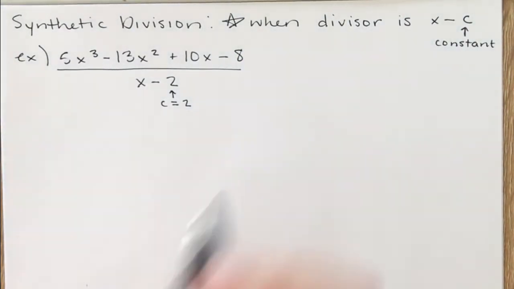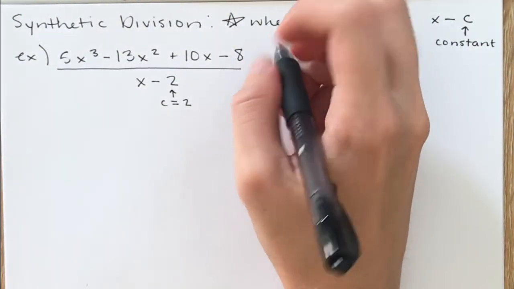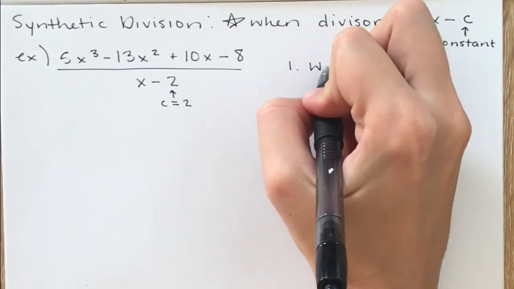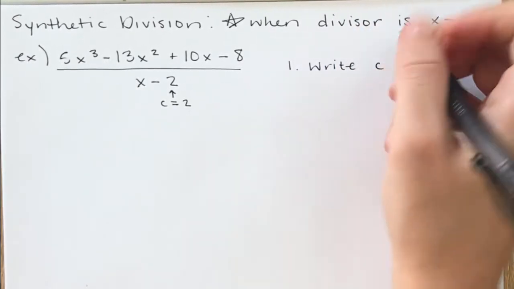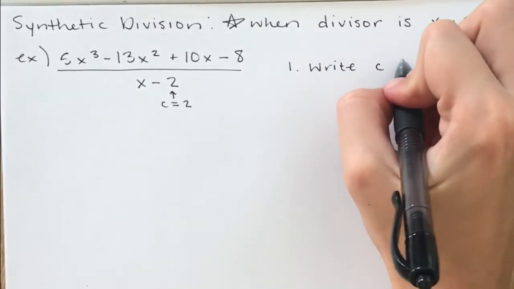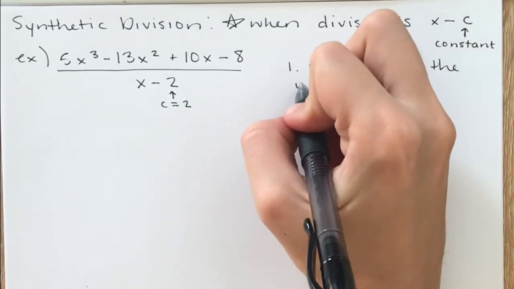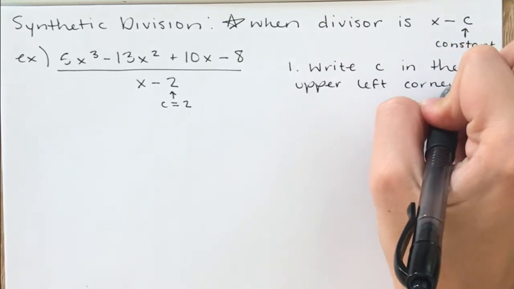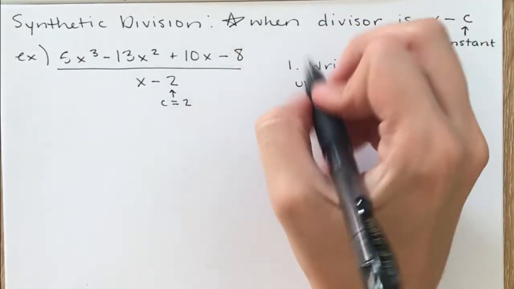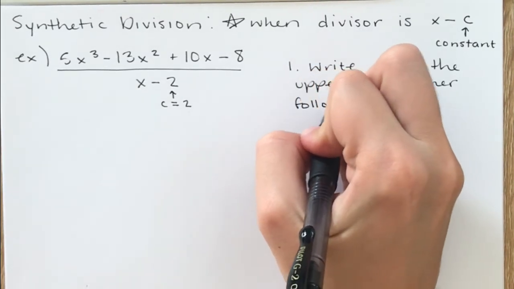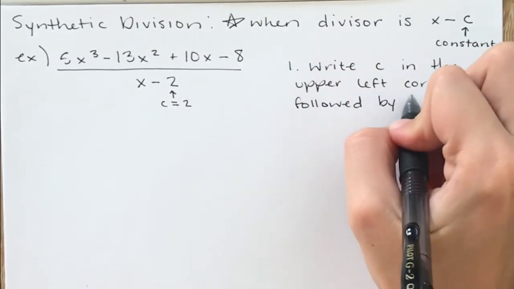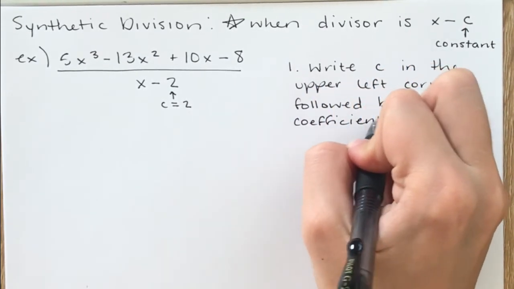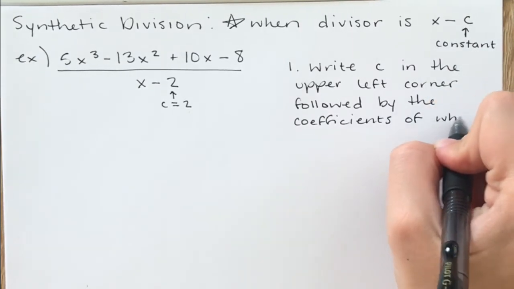So again, I'm going to write our steps off to the side here so we know what's going on. Step 1, write c in the upper left corner, followed by the coefficients of what we're dividing.